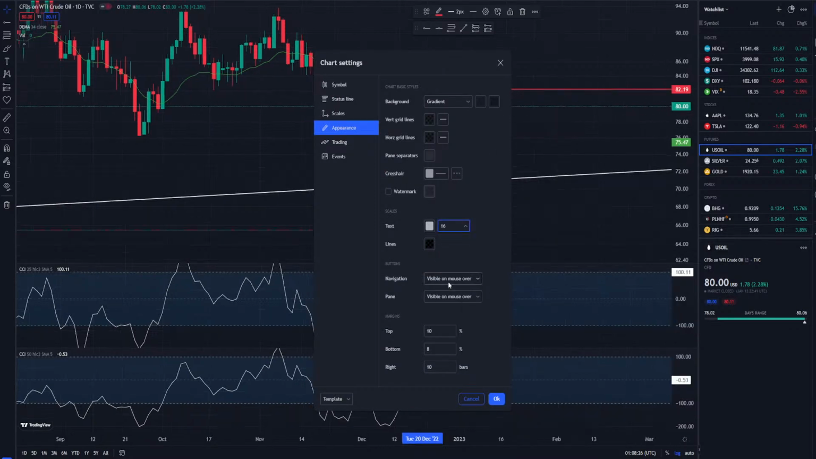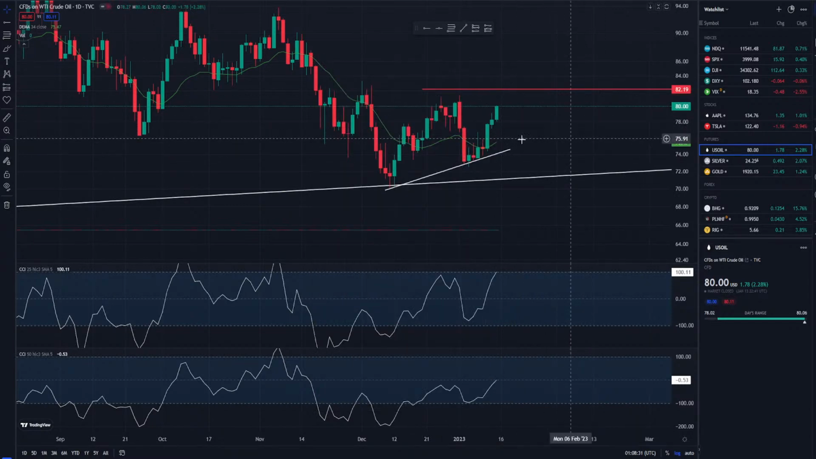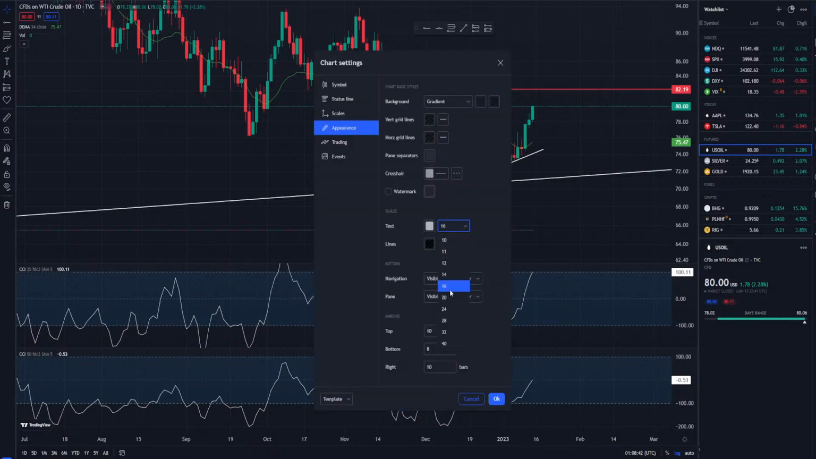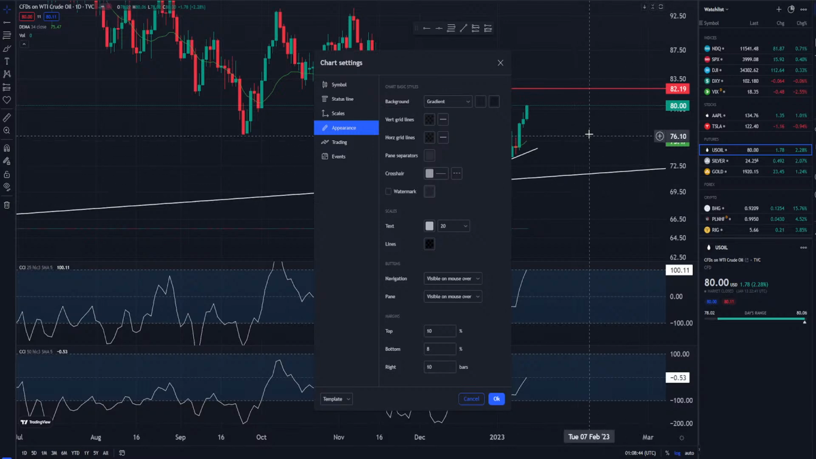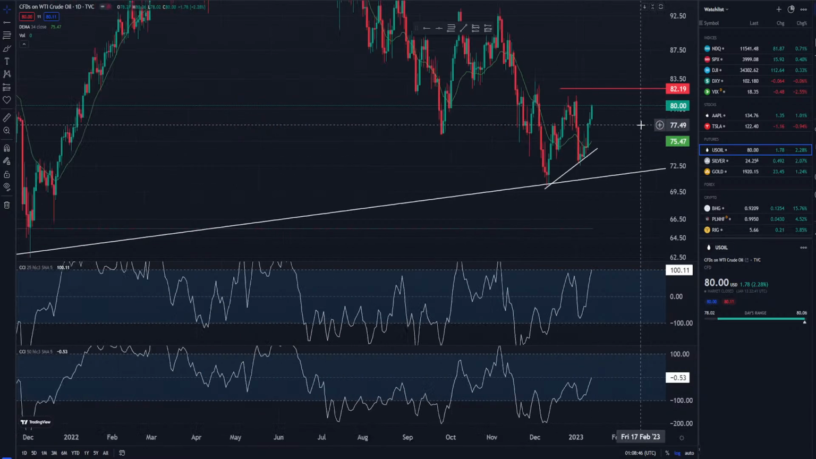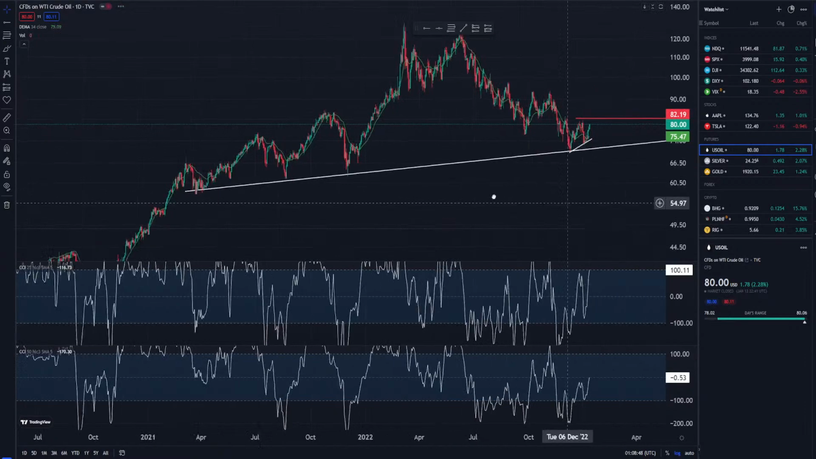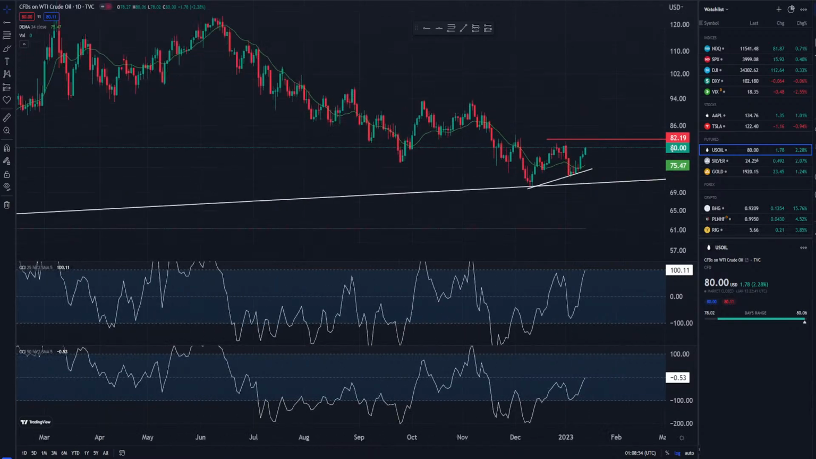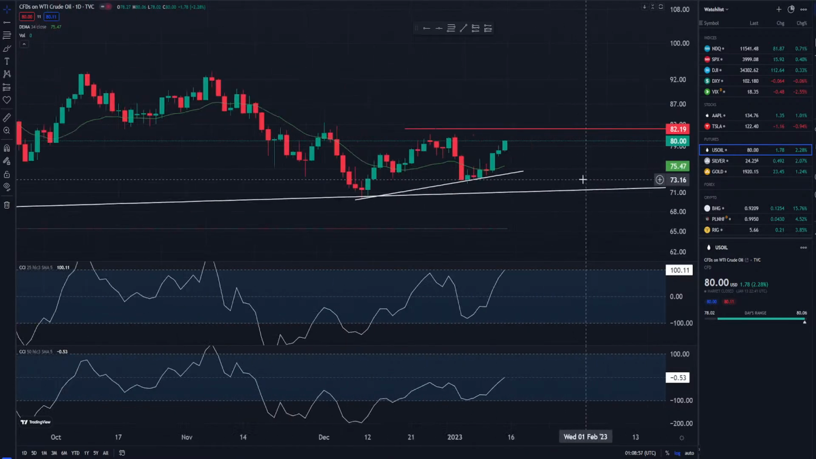Appearance text. Let's go to 16. How's the prices? Can you read the prices better now? Even 16, or should I go even more? Let's see what 20 is. 20 might be getting a little bit too much. 20 is good. Okay.